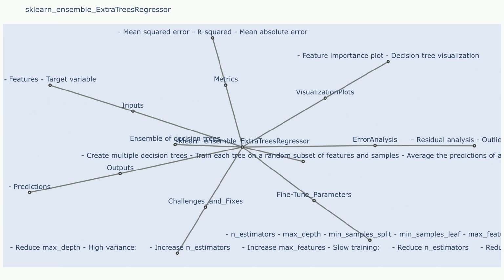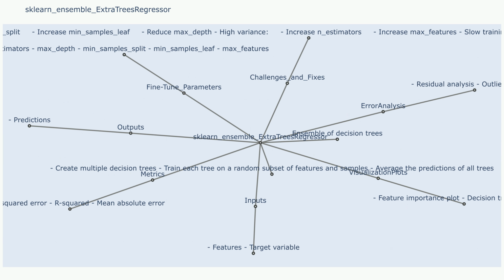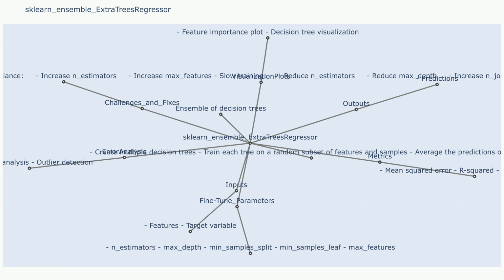Steps. Tree construction. The model constructs multiple decision trees, each using a random subset of features and data points from the training set. This randomness ensures diversity in the ensemble. Prediction. Averaging. During prediction, each tree in the ensemble makes a prediction for the given data point. The final prediction is the average of the predictions made by all the individual trees.